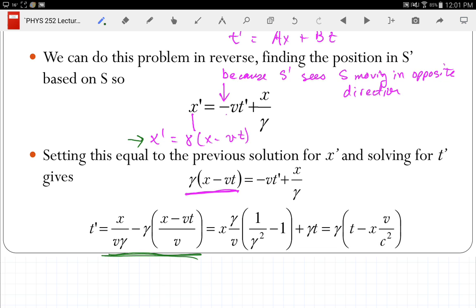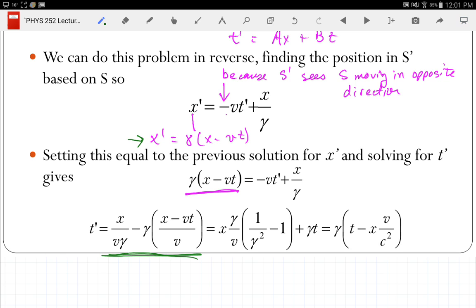And then a rearrangement. This rearrangement is the thing that I had to spend some time thinking about. I have in my first term xv over gamma. In the second term, I have an x gamma over v and a gamma vt over v.